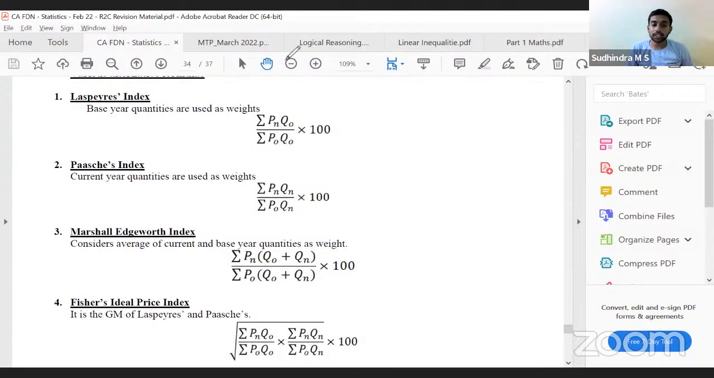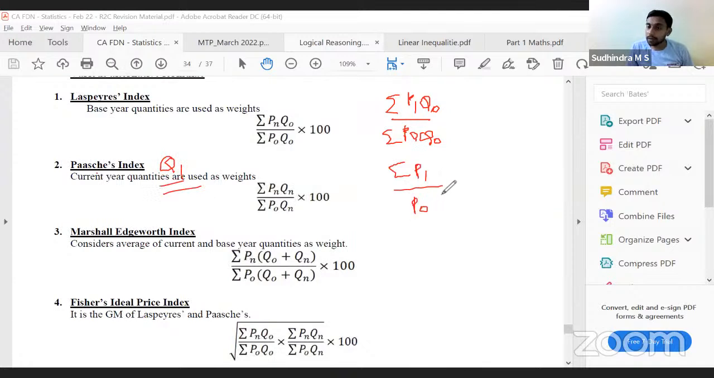Laspeyres, Paasche, Marshall-Edgeworth, Fisher. So in the Laspeyres formula, what is the weight? Q0. Base year quantity is the weight. So P1, P0 would remain the same. Here it would be Q0, Q0. So summation P1 Q0 divided by summation P0 Q0 into 100. Whereas in Paasche, Q1 is the weight, the current year quantity is the weight. So P1, P0 would remain the same. Q1, Q1. So summation P1 Q1 divided by summation P0 Q1.